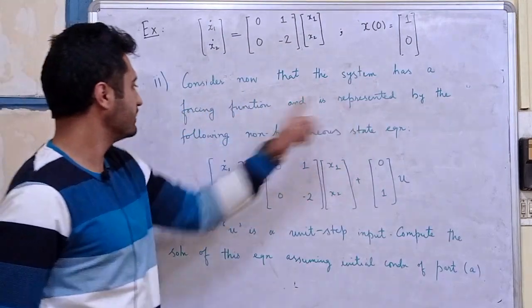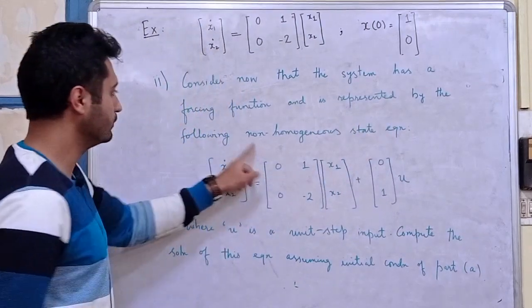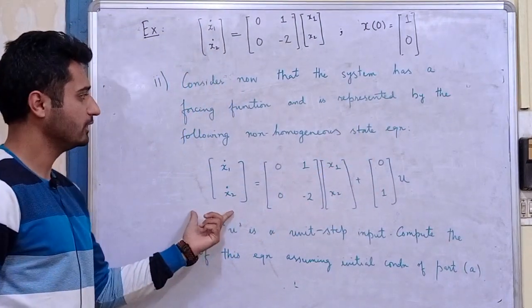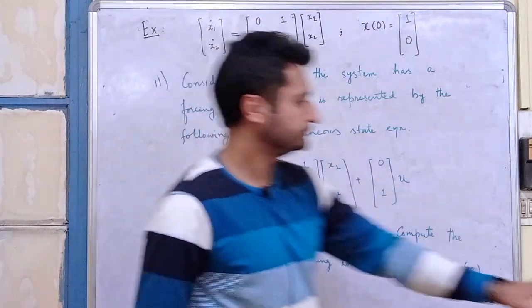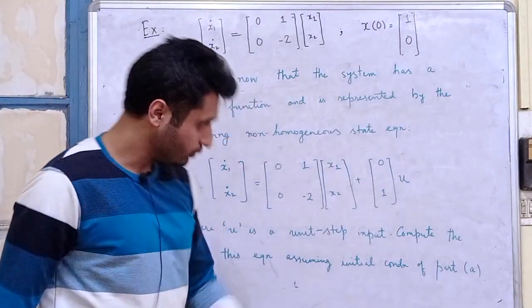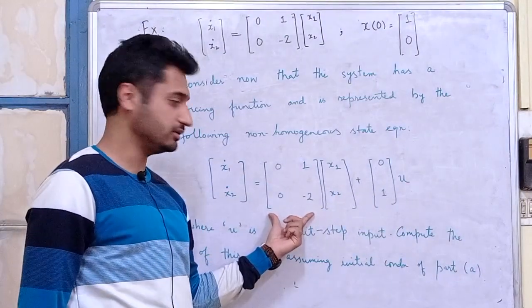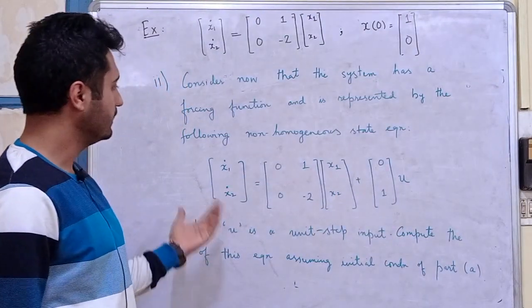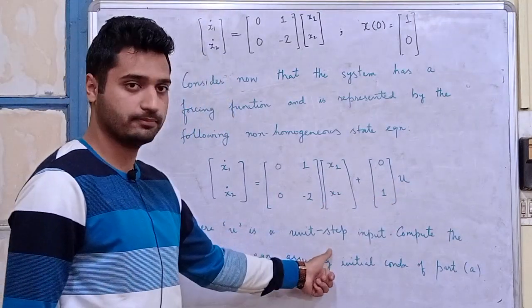Consider now the system has a forcing function and is represented by the following non-homogeneous state equations. अब इसमें u वाले टर्म आ गए, so this becomes a non-homogeneous. अभी तक b टर्म नहीं है, u was 0 अभी तक. u 0 था, you are evaluating the solution just from the initial condition. Yes, sir. अब आपके पास क्या है? इस पार्ट में you have a forcing function u, where u is a unit step.